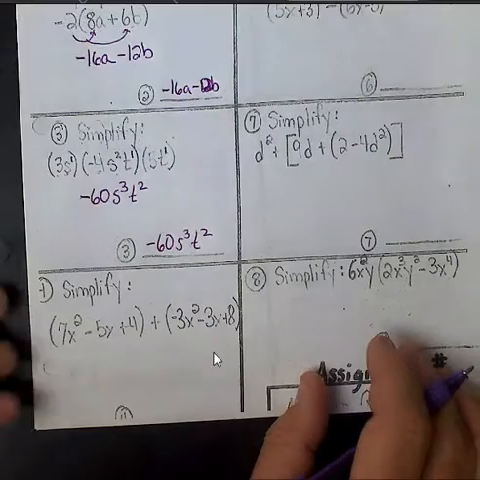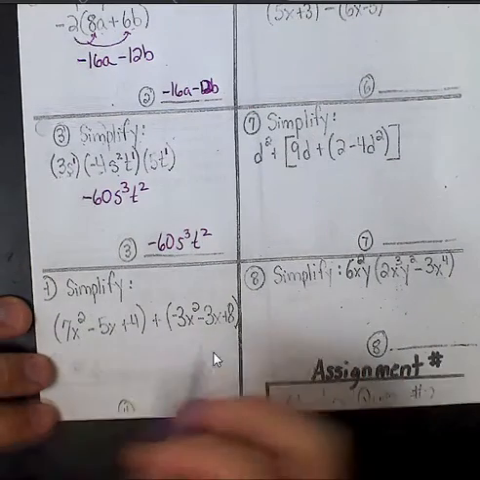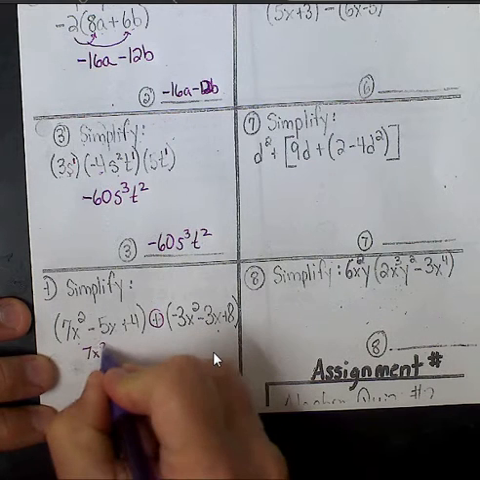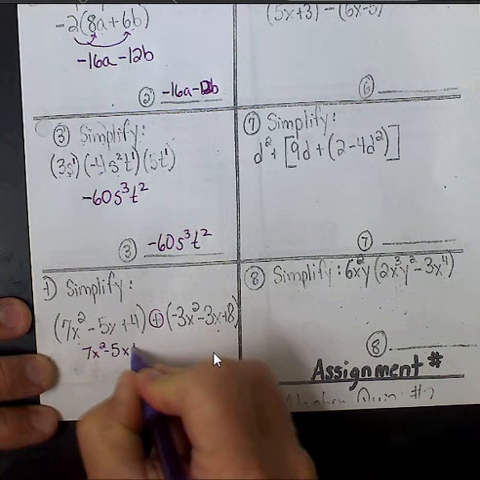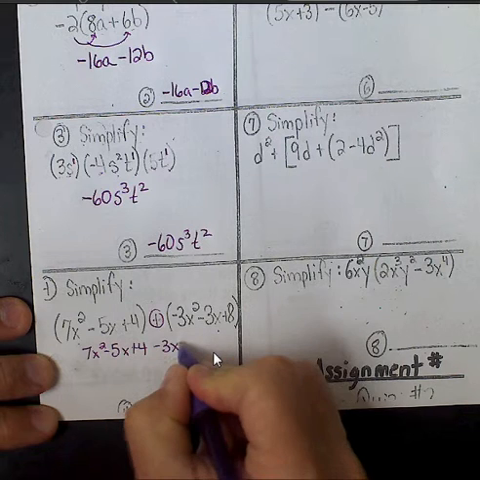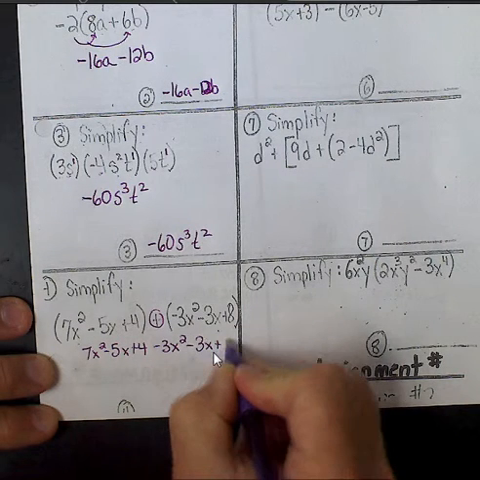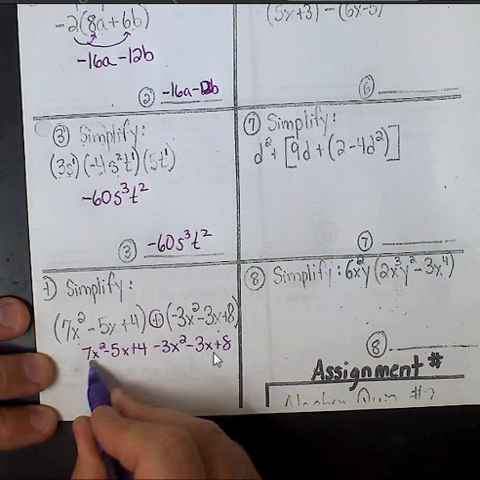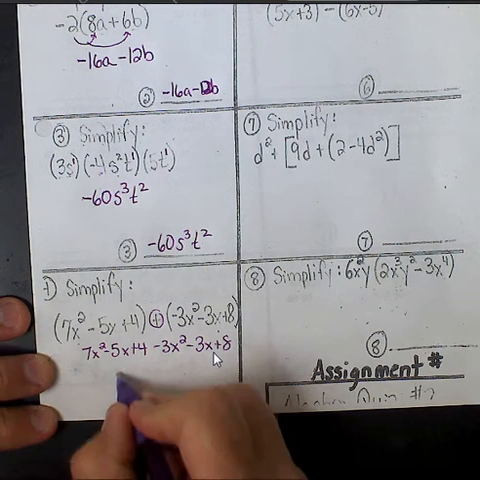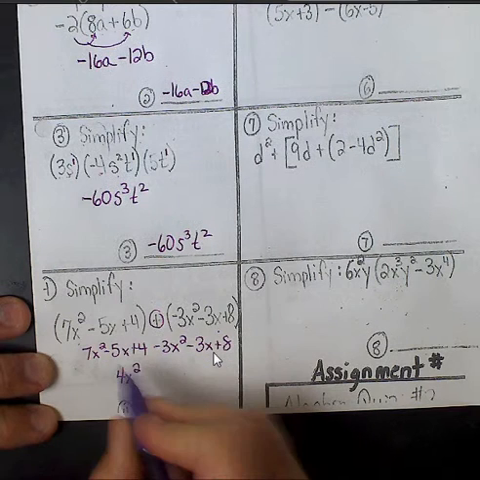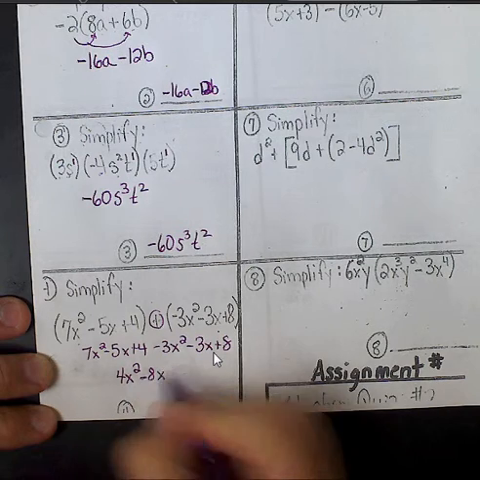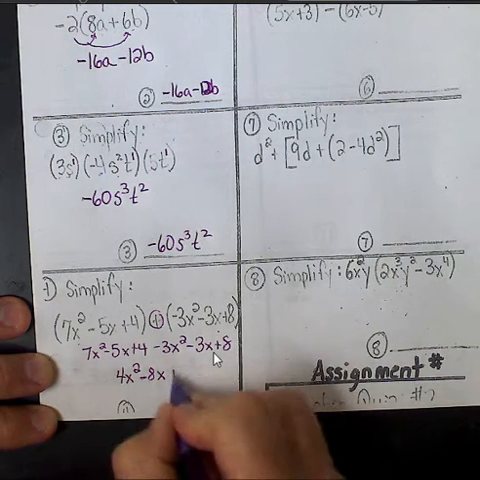Move down to this next one, number 4. We're simplifying. We have a polynomial and a polynomial, but we're adding. So what happens is it means you can ignore the parentheses and just write down all of the terms that you see. And then you're going to combine like terms. I have an x squared and x squared, so I have 7 minus 3. That's 4x squared. I have a minus 5x and a minus 3x. That's minus 8x. And I have a plus 4 and a plus 8. That's plus 12.